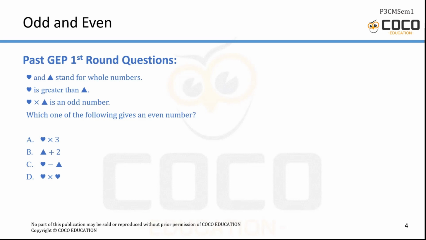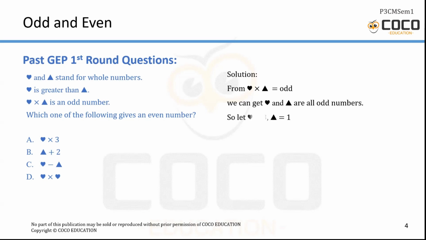But these two numbers, when you times them together, is still odd. So it means none of them are even numbers. Okay, none of them are even. So it means your heart shape and your triangle are all odd numbers. Okay, since you know they are all odd numbers, and we know the heart shape is greater than the triangle, we can simply let your heart be 3 and the triangle be 1. Right?